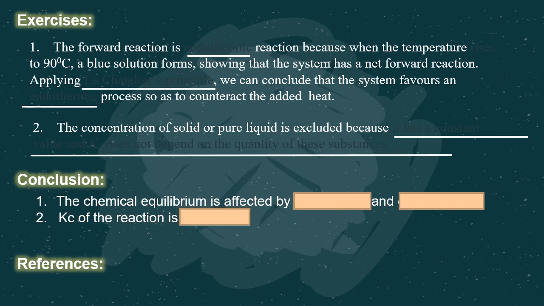Next is the exercise. Please answer these two questions and then make a conclusion for this experiment. There are two. The first, what are the effects or factors that affect the chemical equilibrium? And the second one is, what is the Kc value for this reaction? For the reference, just jot down any website or reference book that you have used.